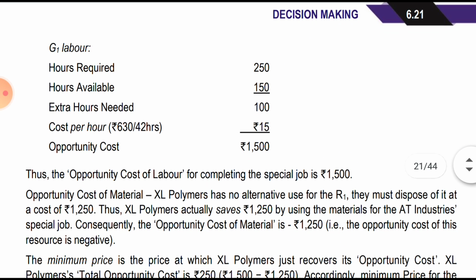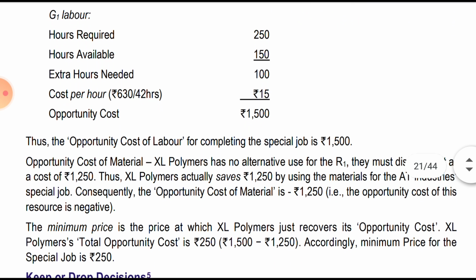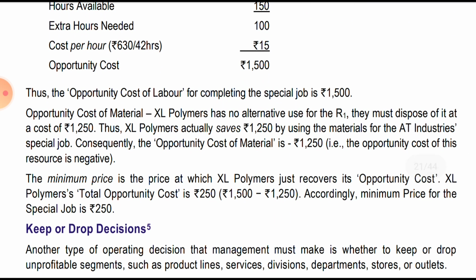The hours required is 250, available is 150, so the shortfall is 100 hours, and we will multiply by 15. How did this 15 come? 630 divided by 42. So per hour the cost is 15. If you multiply that with 100, the opportunity cost is 1500. Thus the opportunity cost for completing the special job is 1500.